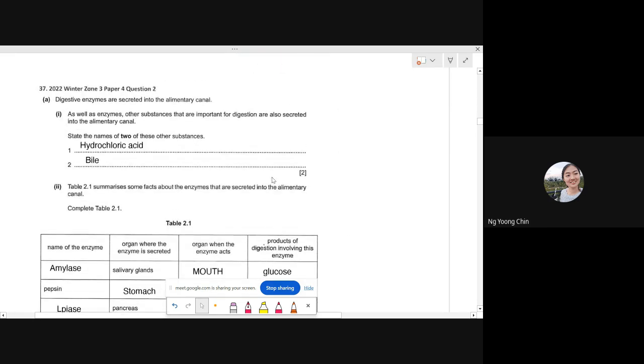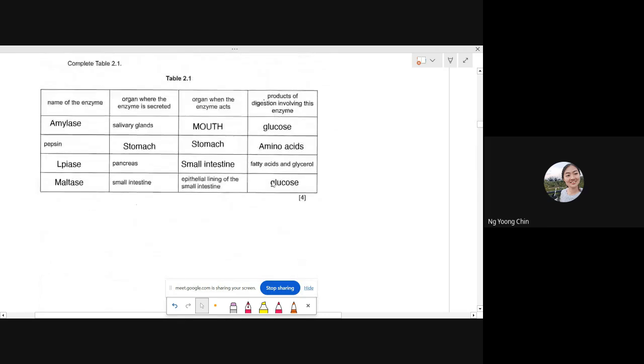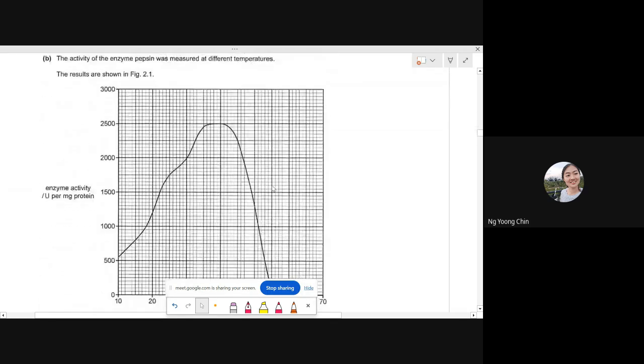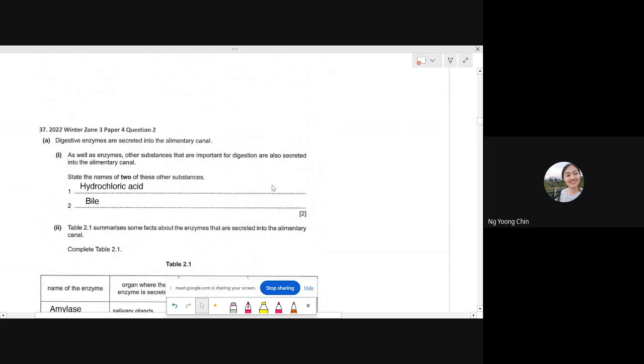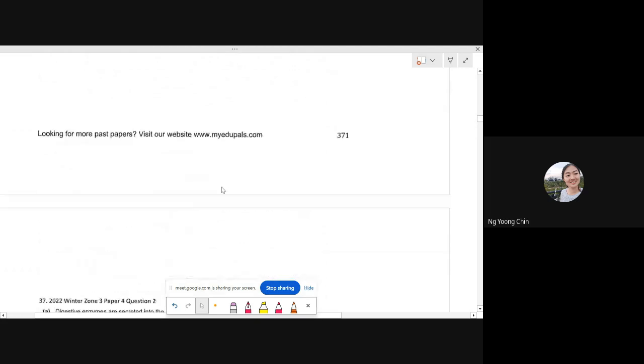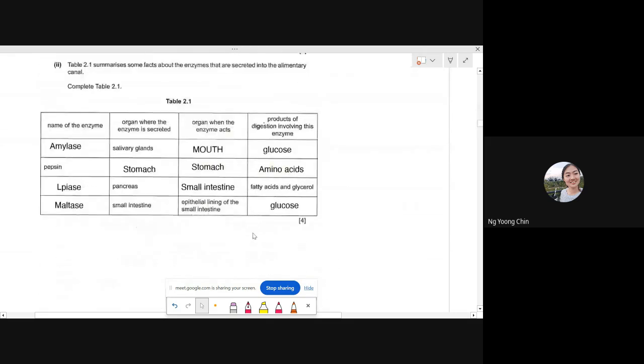Okay, so the answer is correct. I think just improve the way of explanation, become more detailed. It's enough for you to score already. That's all. Then how about this one?